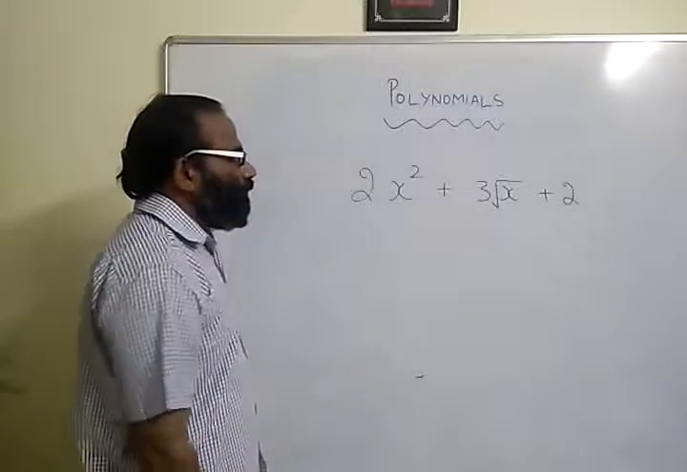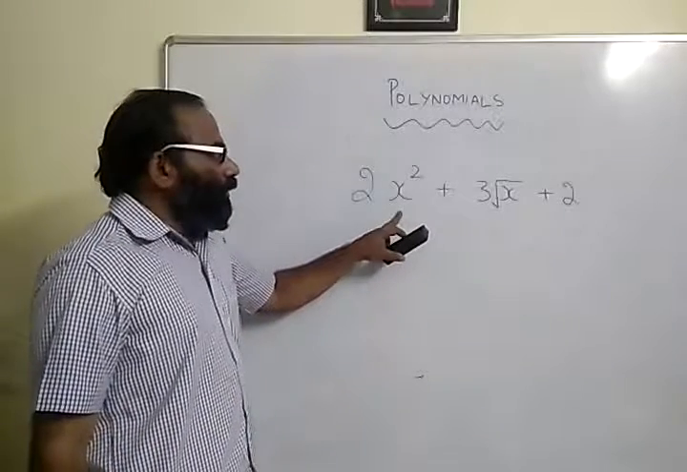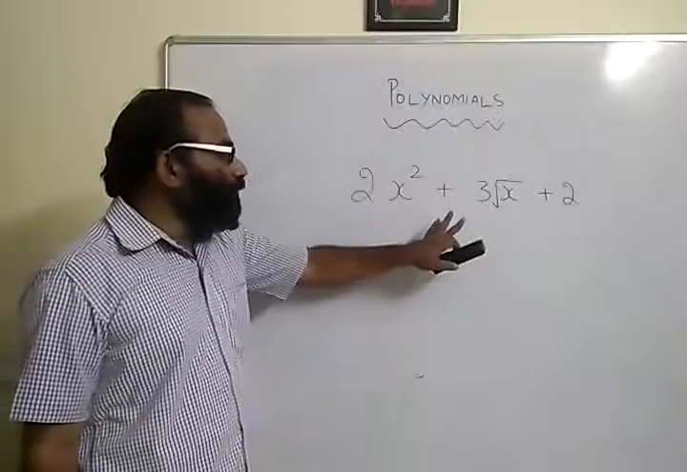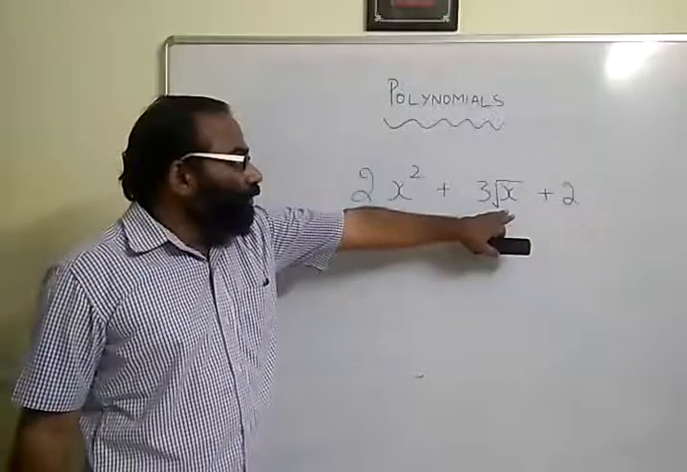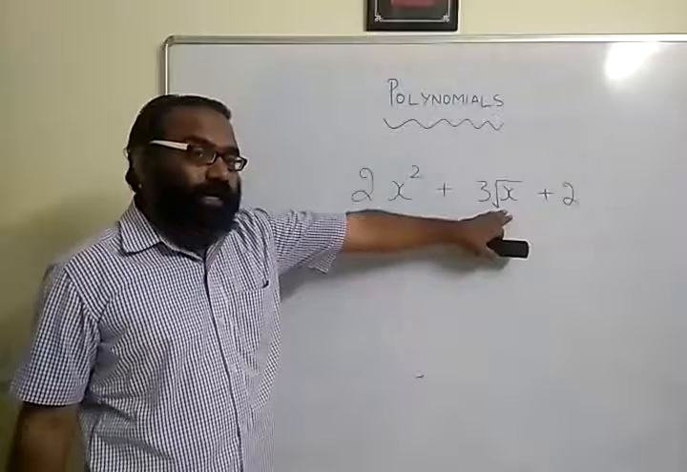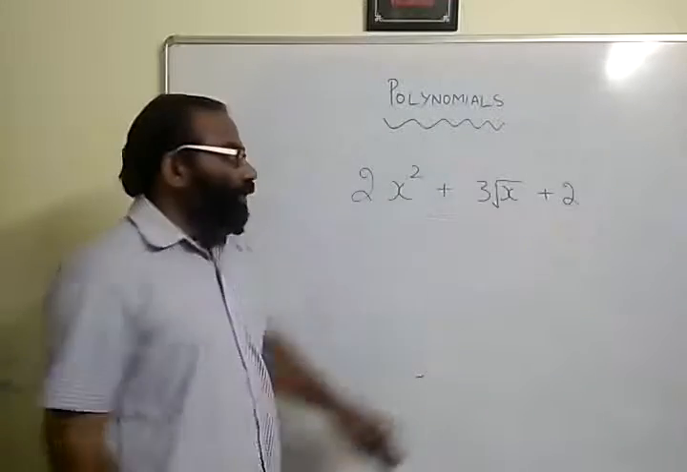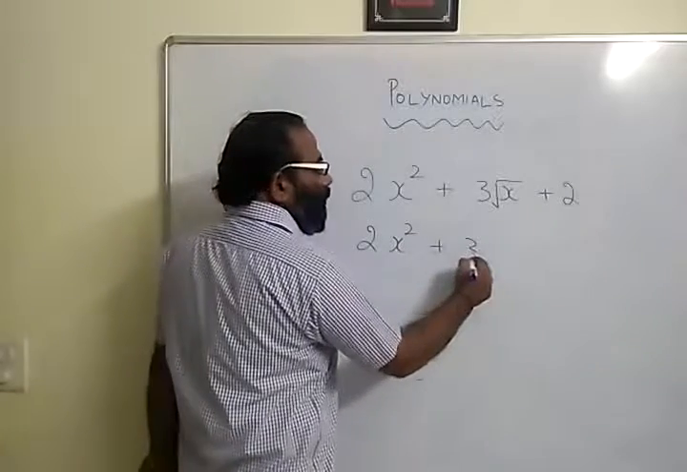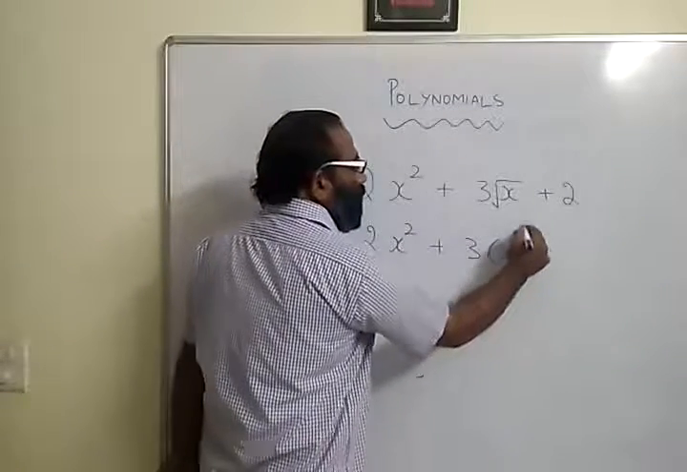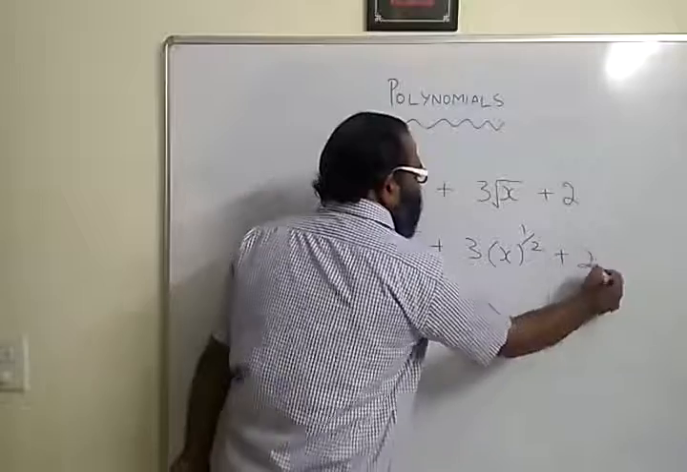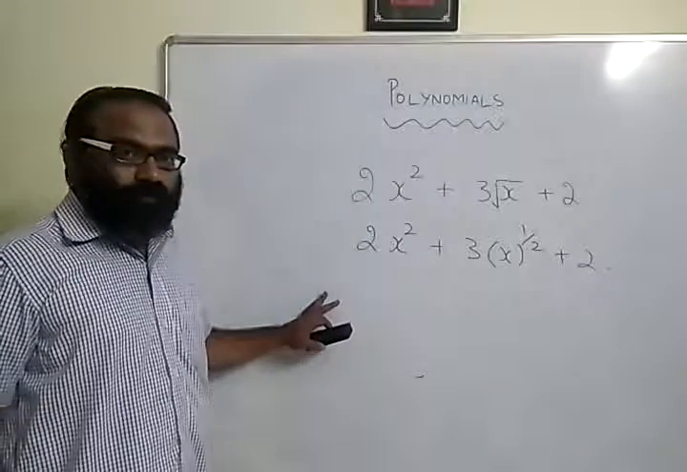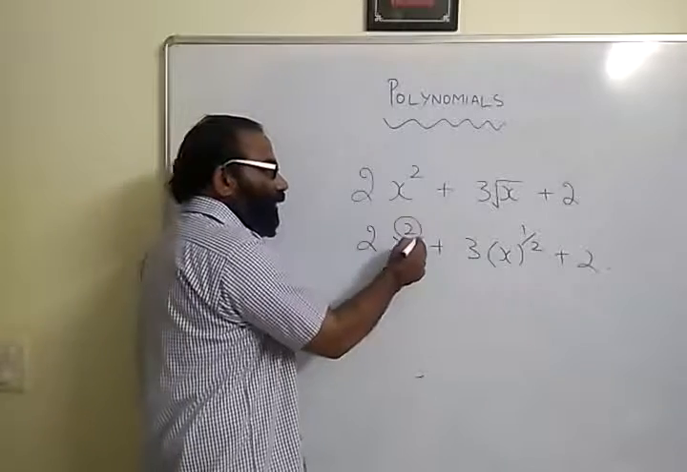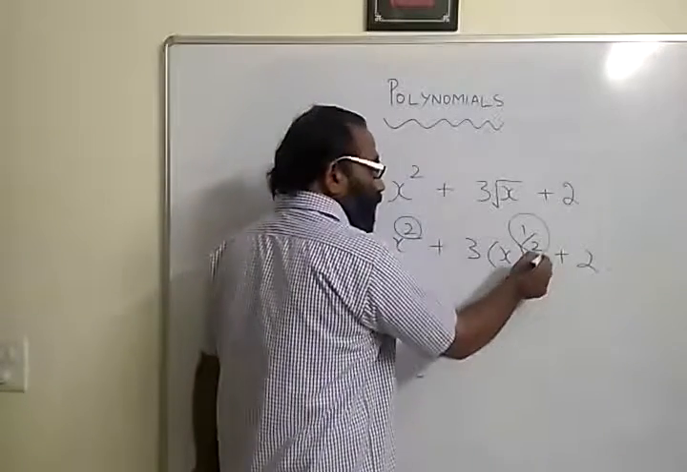In this, what is the degree? Before we go on to degree, what is root x? I can write it as x to the power half. So I can write this as 2x squared plus 3x to the power half plus 2. Now if you see the powers of x, you see a 2, you see a half.